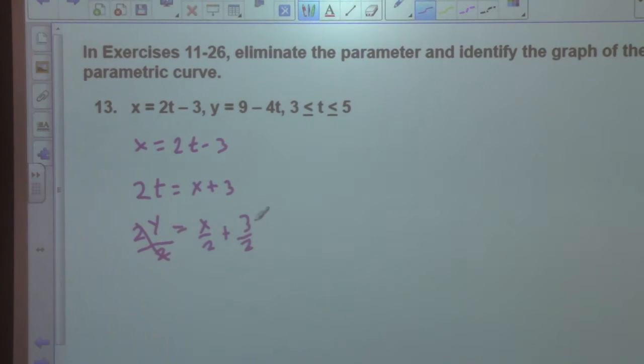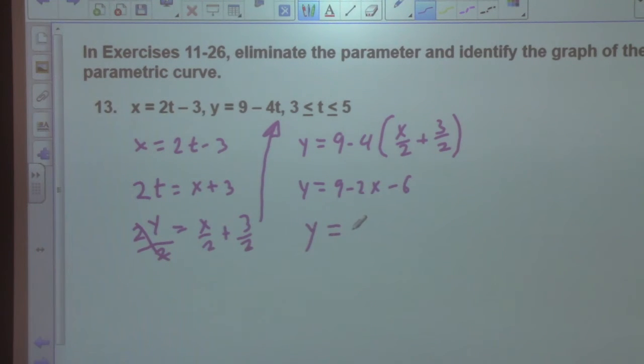And then we got t equals x over 2 plus 3 over 2. That's that top one, you know? And here we're going to do x equals 9 minus 4, and in parentheses you're going to do x. Hey, looky there, you already got it, Mr. G, you knew what I was saying. And then we're going to do y equals 9 minus 2x minus 6 plus 3. And then you get y equals negative 2x plus 3.